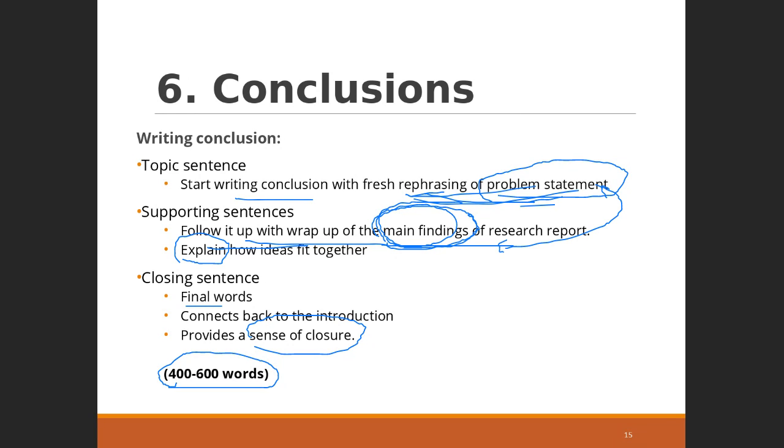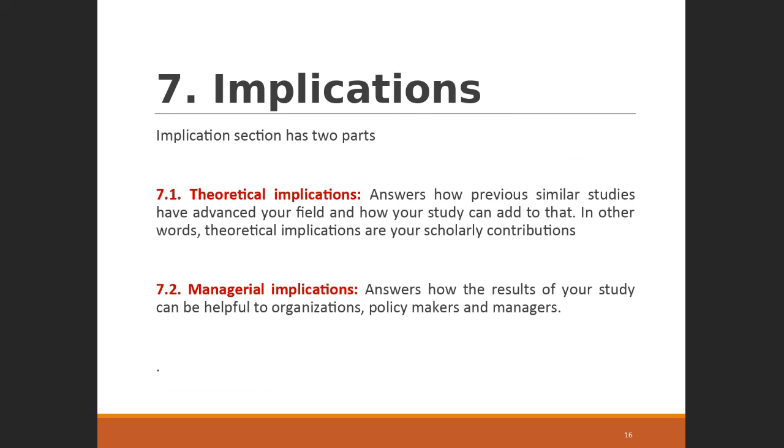So this is how you will write the conclusion section. The conclusion section is followed by the implication section. Again, a very important part of your research report. You have conducted an extensive research project. The results must mean something or they must be significant to someone. This is where your implications come in.